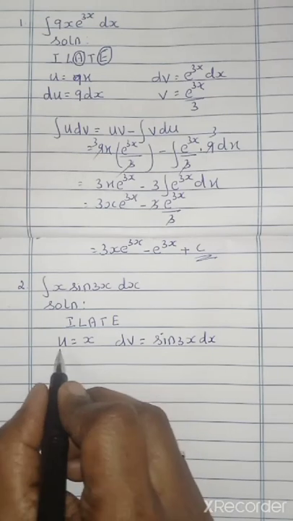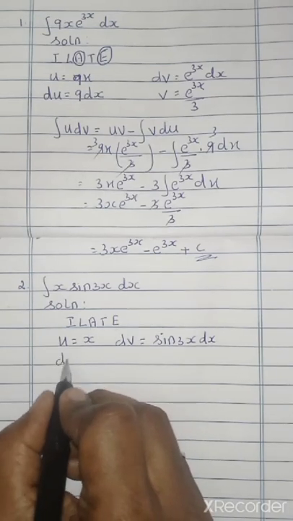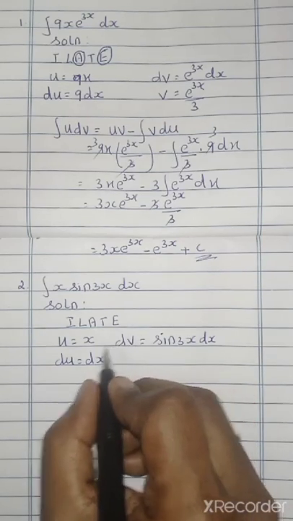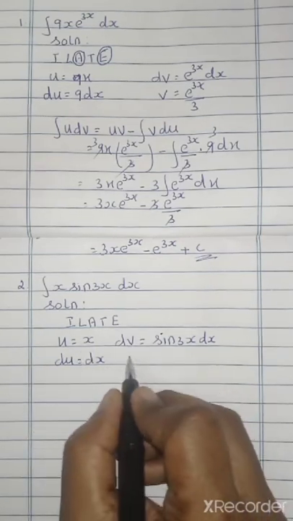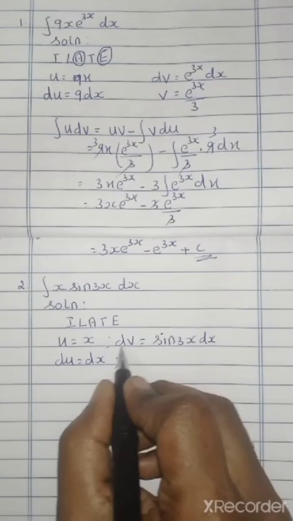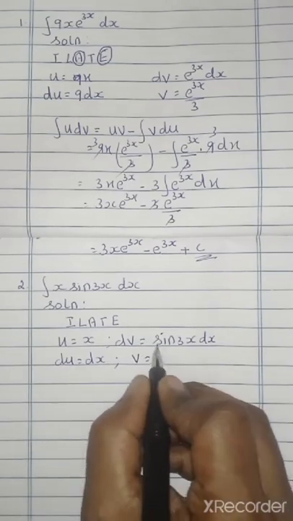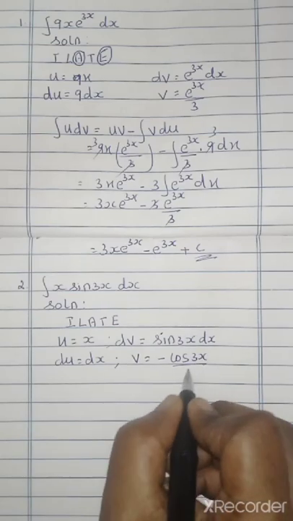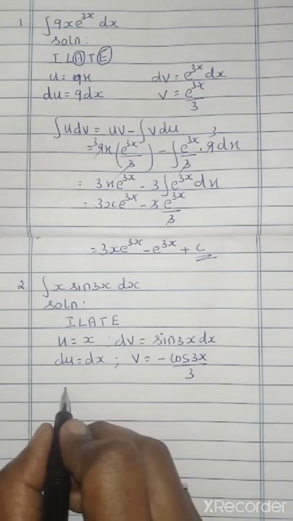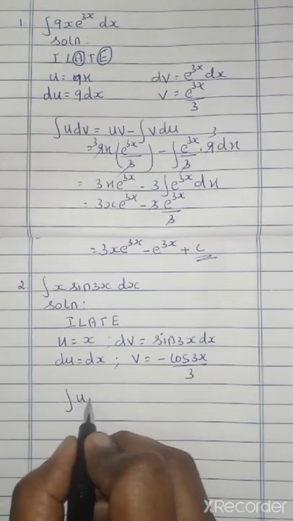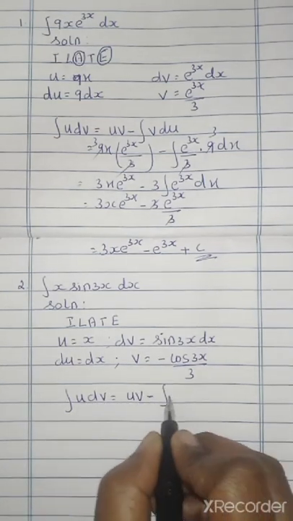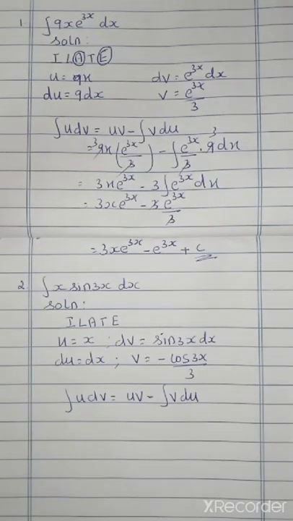Now differentiation of u is du, differentiation of x is dx. This one is differentiation, this is integration. Integration of dv is v, which is equal to integrating sine, minus cos 3x by 3. Now what is your formula? Integral u dv equals uv minus integral v du.